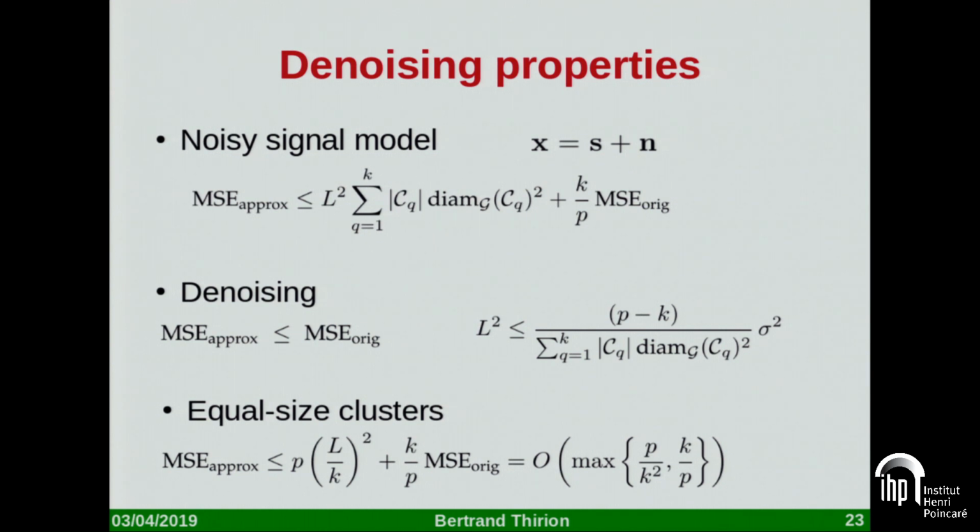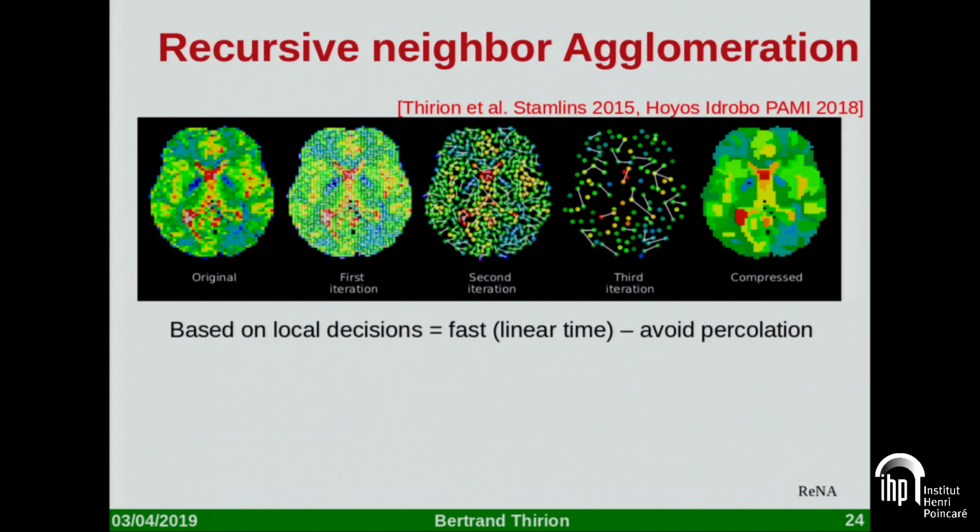And actually, we can go a bit further. If we assume that the clusters have equal size, we can find some scaling. And this gives you the number of clusters that would be optimal to compress the image in this type of setting. And I'm telling you this because this is what we observe in the data.